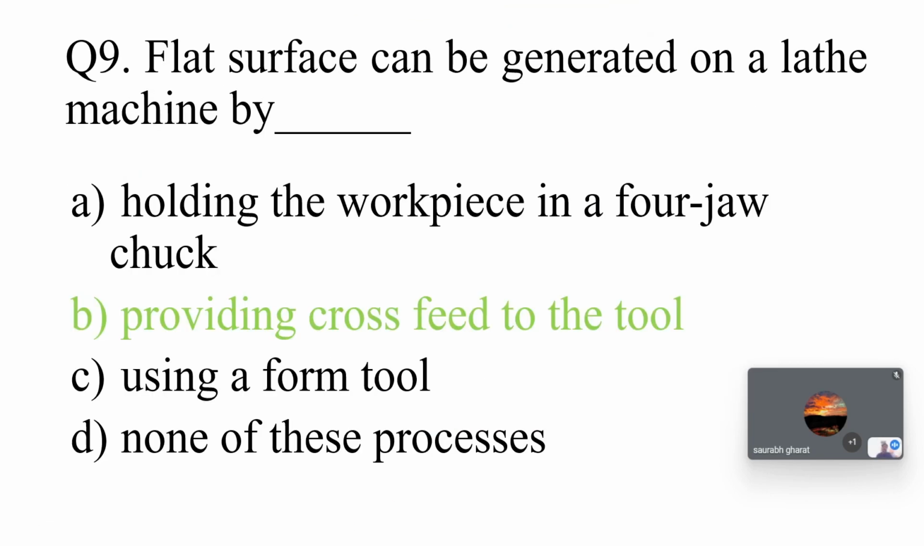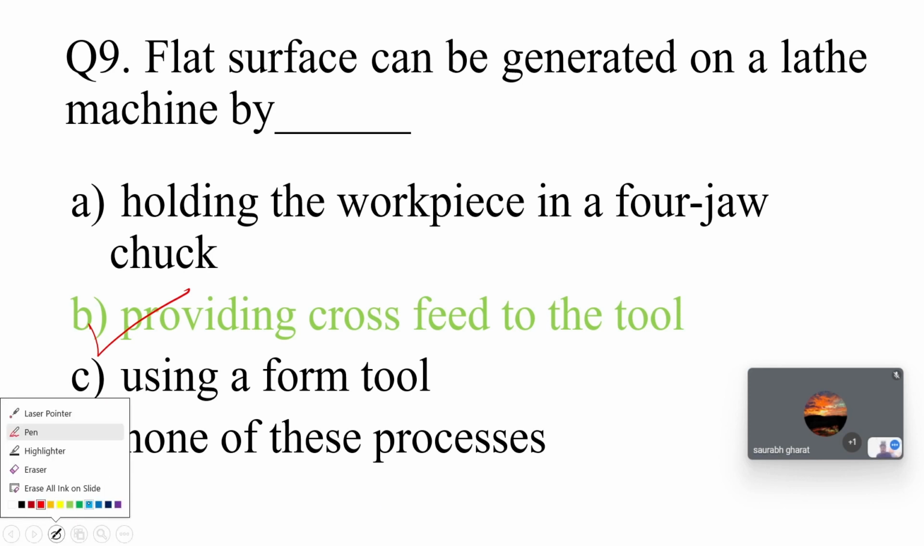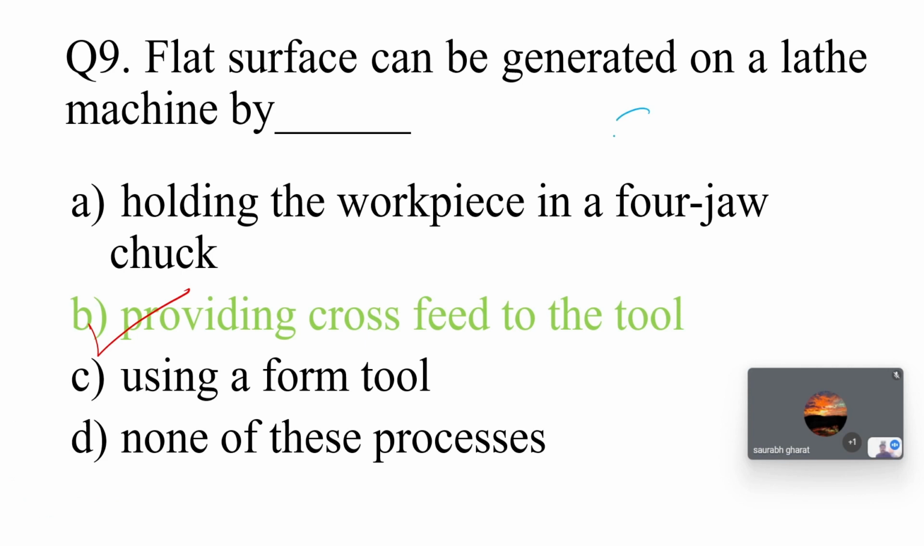A flat surface can be generated on a lathe machine by holding the workpiece on a chuck using a form tool, or by which process? Providing cross feed is the only correct answer. Providing cross feed means you are actually doing a facing operation. So this is your job. Consider this is your job.